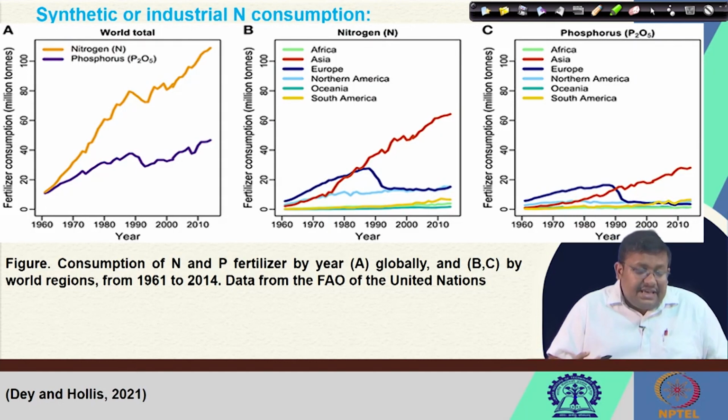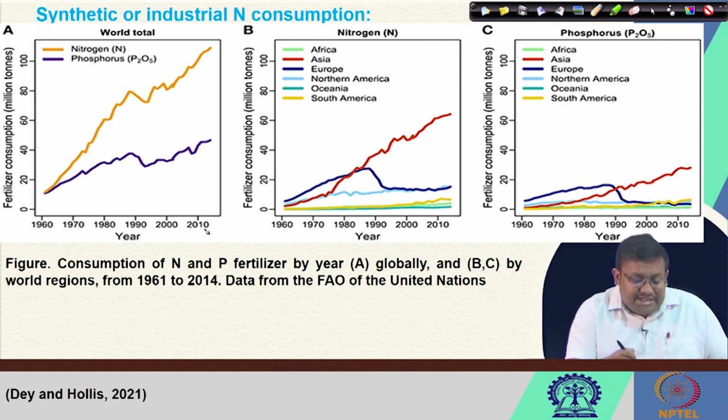Okay. Now, let us see the worldwide trend of synthetic or industrial nitrogen consumption. In this first plot you can see the nitrogen fertilizer consumption trend from 1960 to 2010, and we can see the phosphorus consumption trend also.